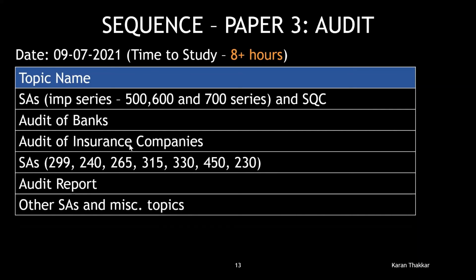On exam day morning, start with standards on auditing, important series related. So 500, 600 and 700 series is the most important. Follow it up with audit of banks and insurance companies. Afterwards, do other SAs which are comparatively less important. So SA 299, 240, 265, 315, 330, 450 and 230.